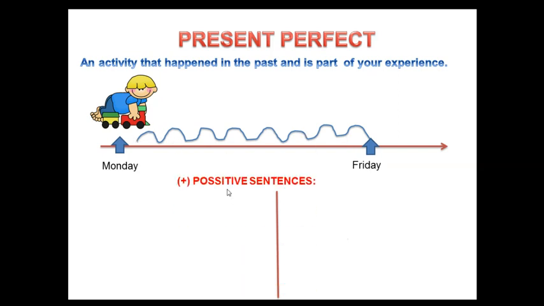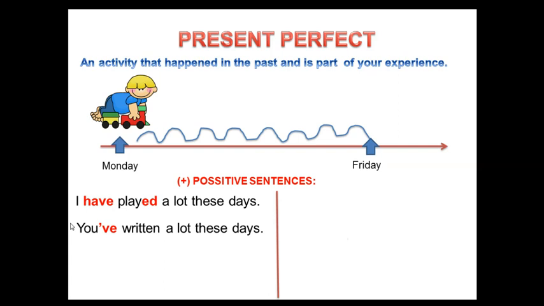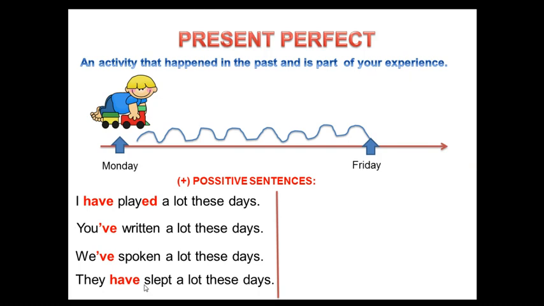So for that, you can use positive sentences in the present perfect. Like for example, I have played a lot these days, or you've written a lot these days, or we've spoken a lot these days, or they have slept a lot these days. So for the pronouns I, you, we, and they, we use have. Okay, always in the present perfect. It is part of the structure. Okay, and of course we use the past participle.